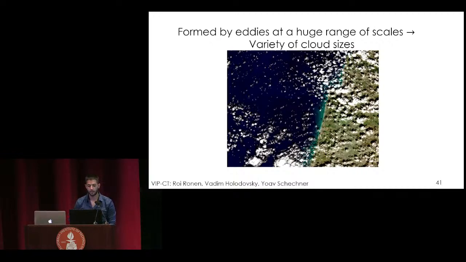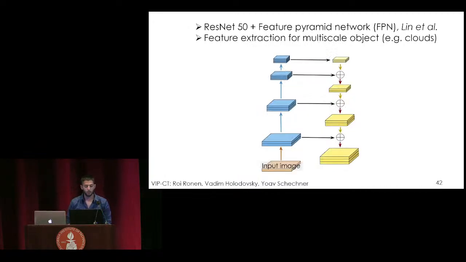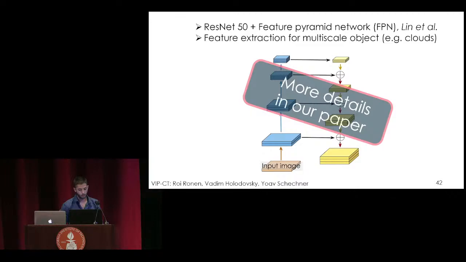Clouds are formed by eddies at a huge range of scales, resulting in fractal images. To express this nature by features, we use multi-scale encoding, that is, an image pyramid. An image pyramid comprises operations that are efficiently implemented using a CNN. The parameters of the CNN are learned. This results in a feature pyramid network. More details are in our paper.